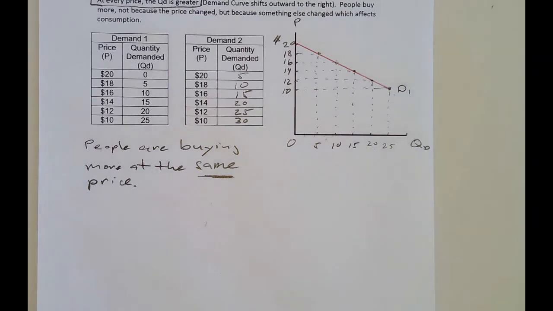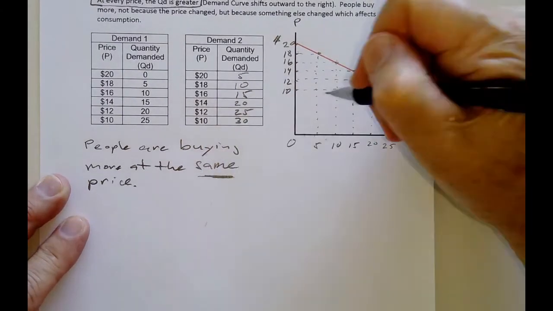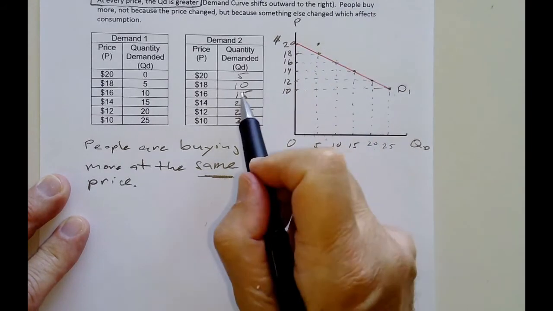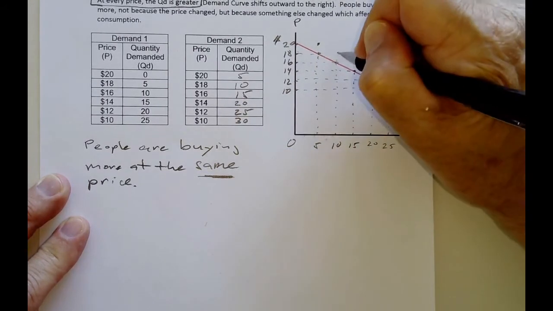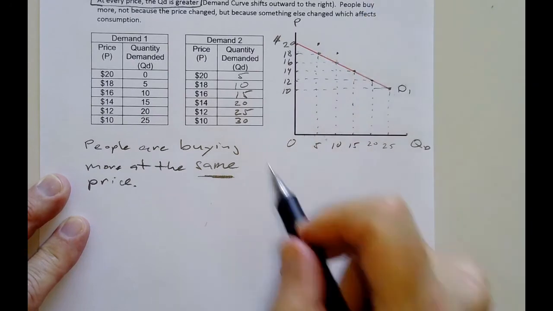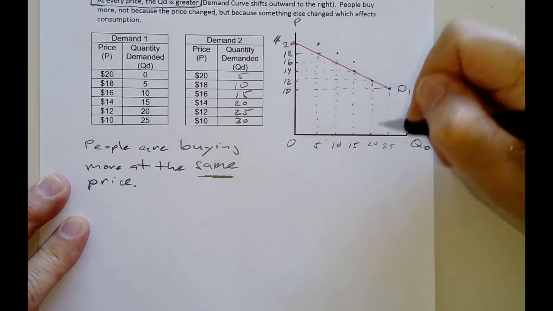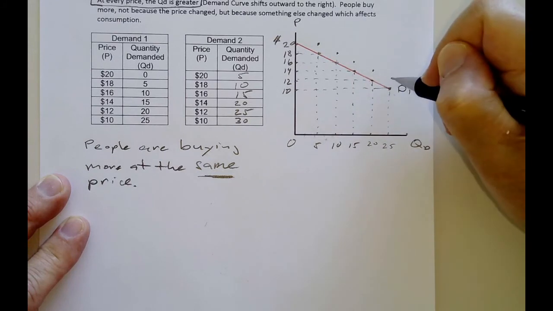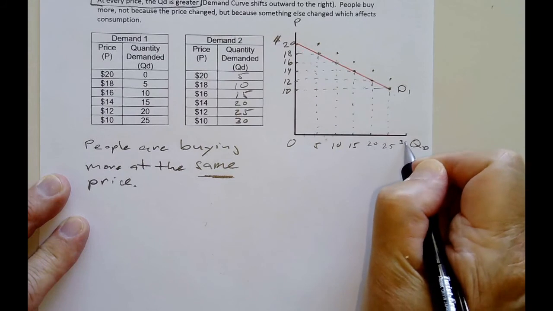So let's plot the new data. Now at $20, used to be 0, now it's going to be 5, and that'll be about there. And then at $18 is now going to be 10, and so about there. At $16 is now going to be 15, about there. $14 is now going to be 20. At $12 is now going to be 25. And now I need a new number here, make that 30.